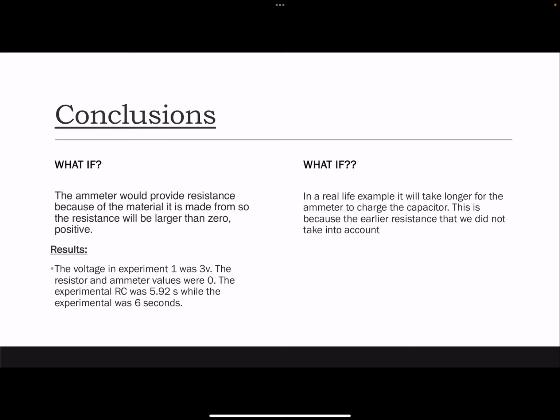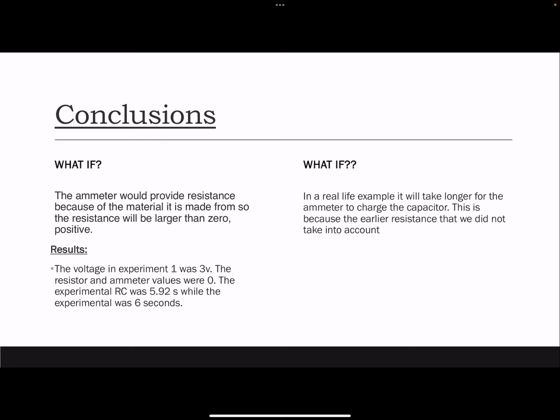The second what-if question is kind of similar, but in a real-life example, it would take longer for the ammeter to charge the capacitor. This is because, like I said earlier, the resistance will be accounted for, unlike how we did the experiment today, where there was no resistance because it was a computer model.